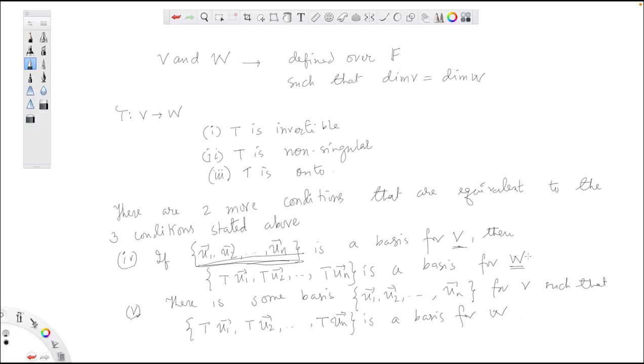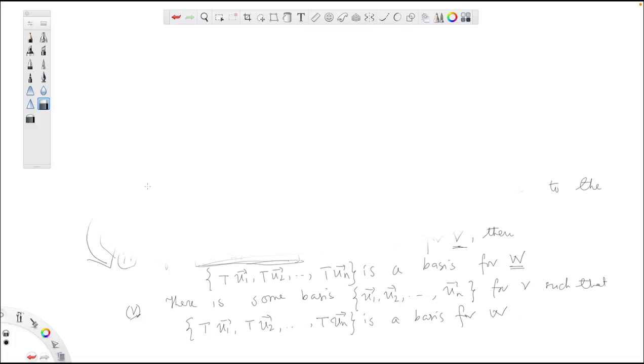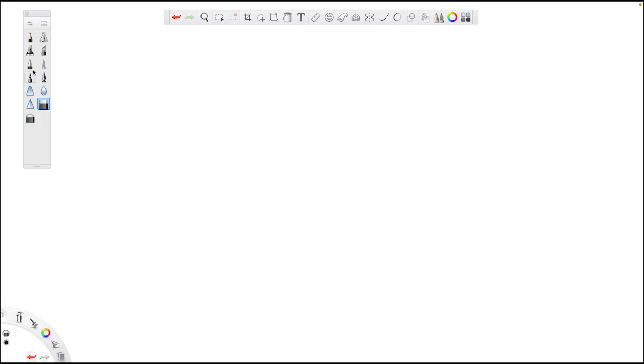So now we will first prove that 3 implies 4. Okay, so let's do this. Let me erase everything here and prove that 3 implies 4. We assume that T is onto. That was the third statement. We now have to prove that statement 4 holds.